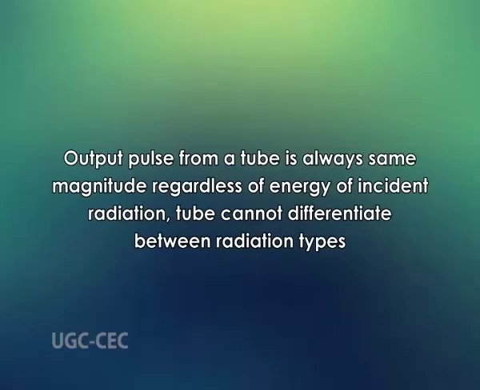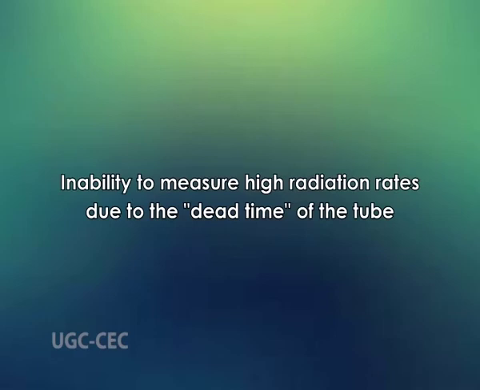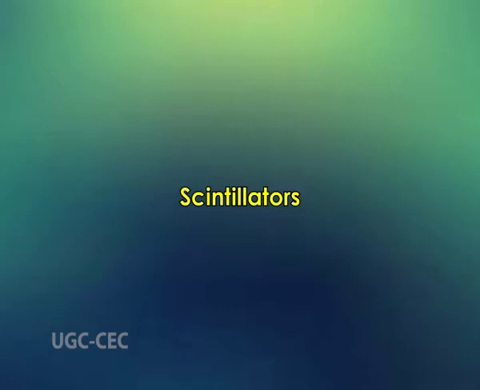There are two main limitations of the Geiger counter. First is, the output pulse from a tube is always the same magnitude regardless of the energy of the incident radiation. The tube cannot differentiate between radiation types. Second is, a further limitation is the inability to measure high radiation rates due to the dead time of the tube. Now, coming to the scintillators.